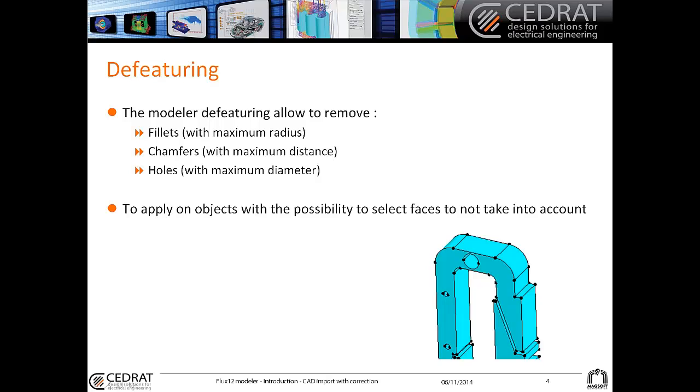After the import, usually you have to make defeaturing to remove fillets, chamfers, and holes. So you will put a maximum radius, distance, and diameter to remove all the fillets, chamfers, and holes which have a dimension lower than the value you introduce. And you can apply it on objects with the possibility to select faces not to take into account. So now let's use the 3D modeler in Flux.